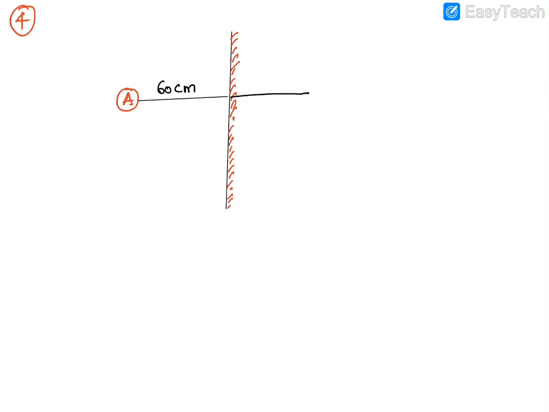Obviously behind the mirror, correct? Say out here, and that will be A dash. How much is this distance now? That is also equal to 60 centimeter. Now they are telling us that the mirror is being pushed behind. The mirror from here is pushed behind.